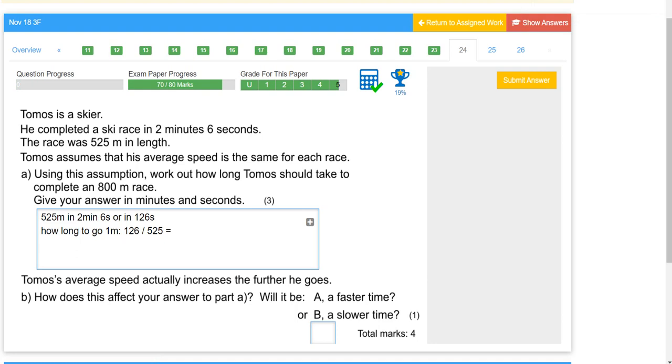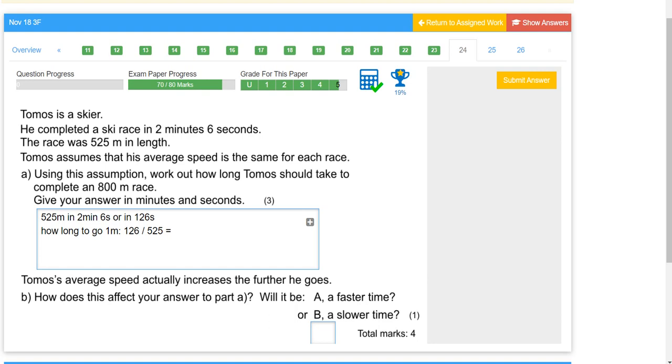This is quite a tricky question because it's tempting to throw the numbers around and just come up with some numbers which you hope makes sense. 525 meters in 2 minutes 6 seconds, that is 126 seconds. And what my approach is going to be, how long will it take me to go 1 meter? So that would be 126 seconds divided by 525 meters. That's 1 meter.